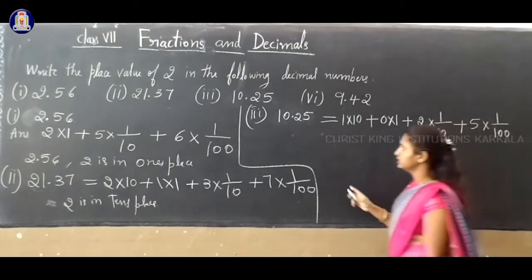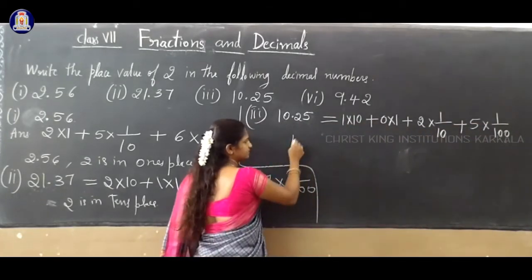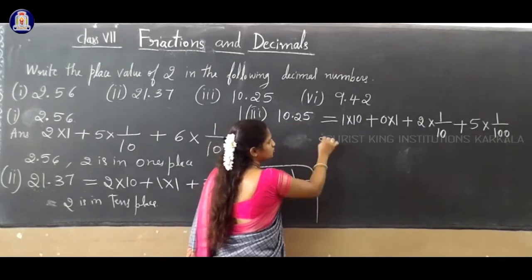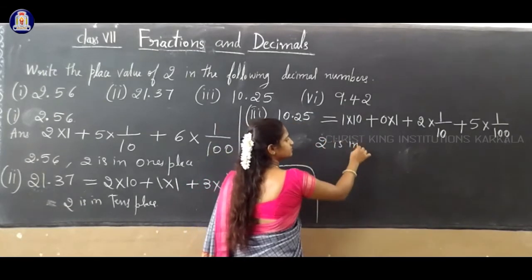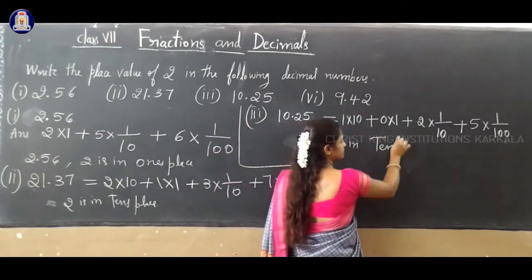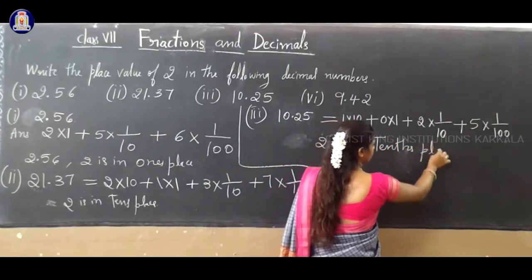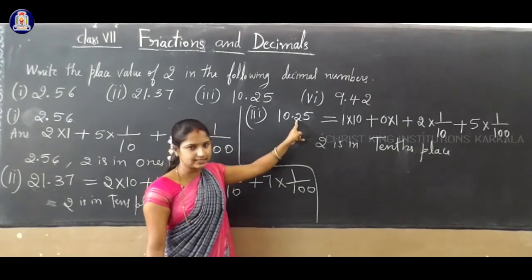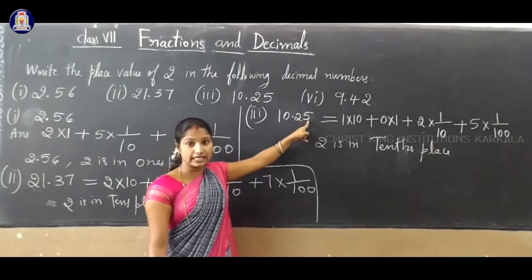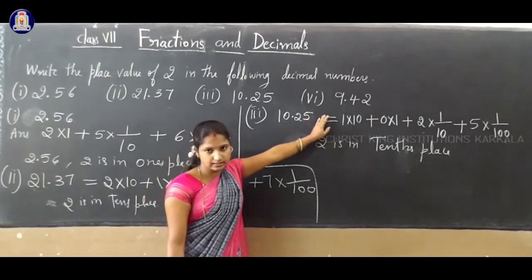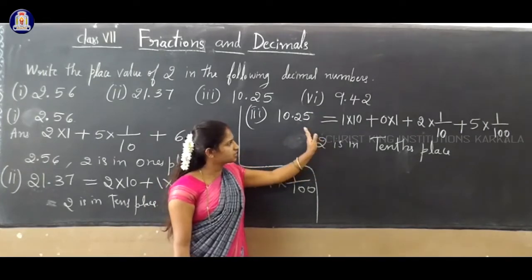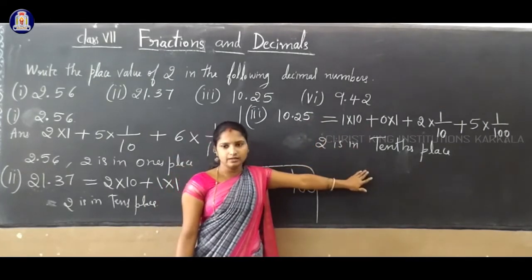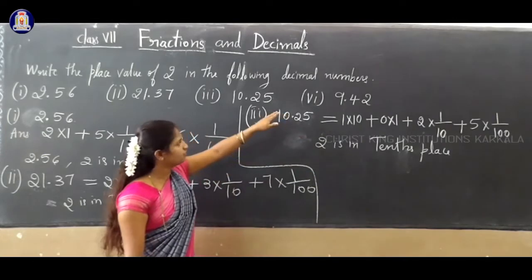So in 10.25, 2 is in tens place. After the decimal point, it is tens, then hundreds, next thousands. Clear? So in this question, 2 is in tens place. Clear?